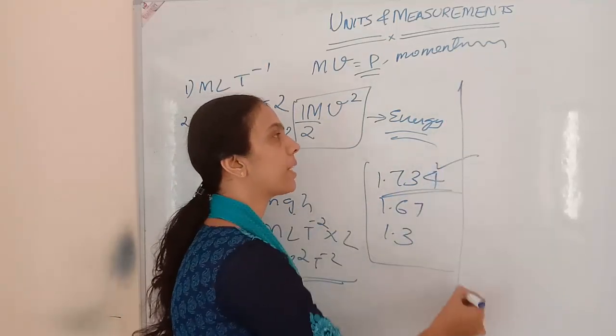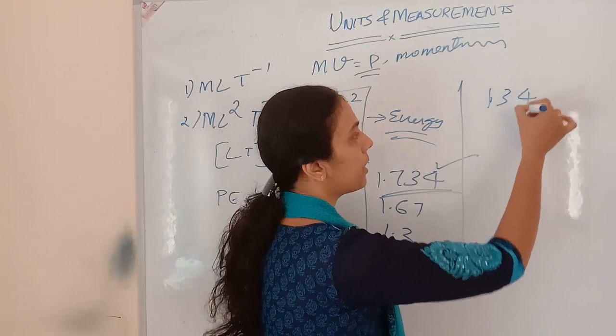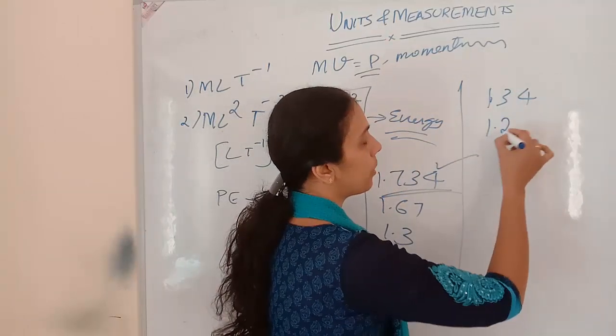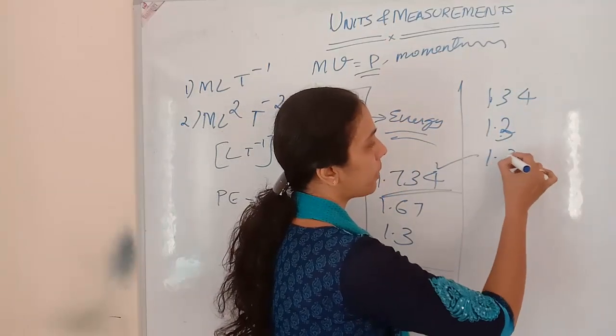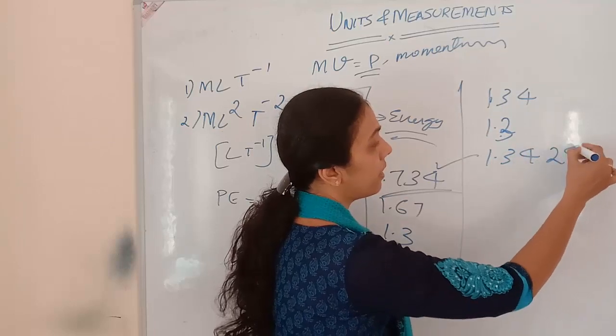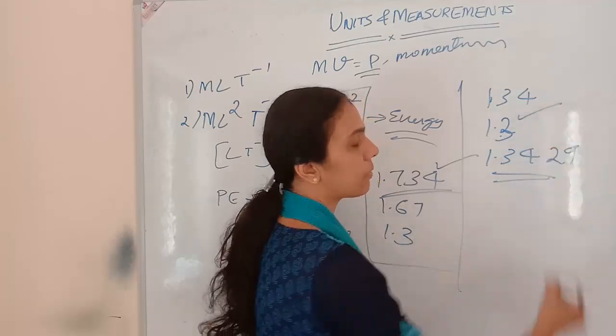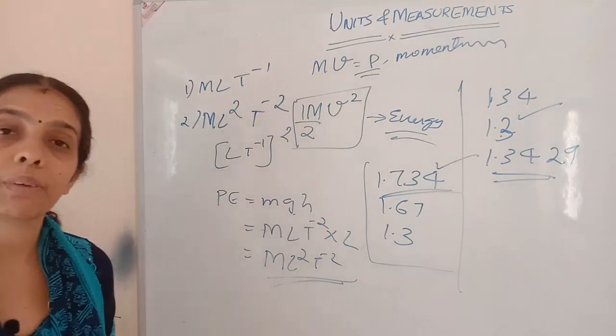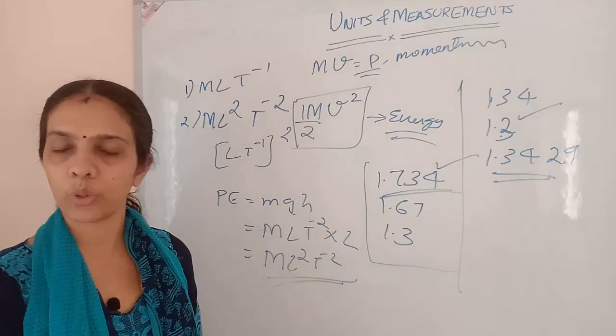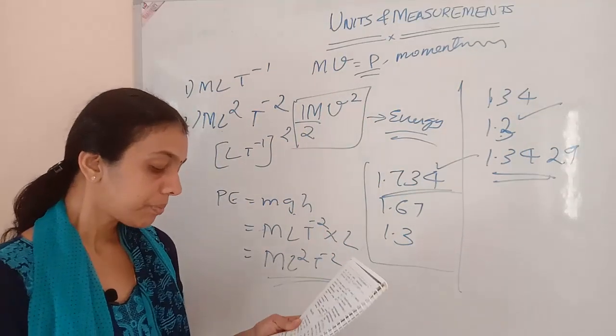Okay, so if I am considering 1.34, 1.2, 1.3 and 1.3429, like that, which will be the more accurate value? 1.3 will be the more accurate value over here.